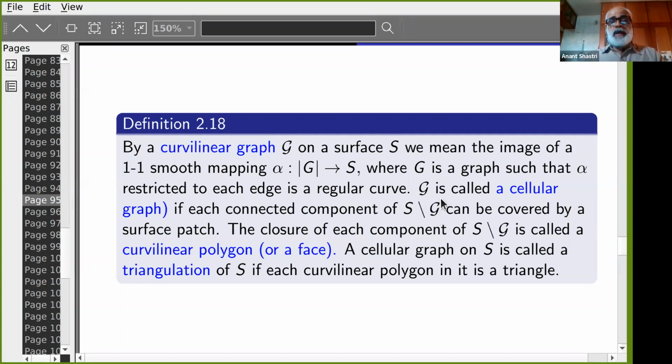A curvilinear graph will be called a cellular graph if you throw away the image of this curly G from S, and each of the components of the remaining set is covered by a surface patch, so that each of them will be homeomorphic to some open disk inside R2. So that is the whole idea.